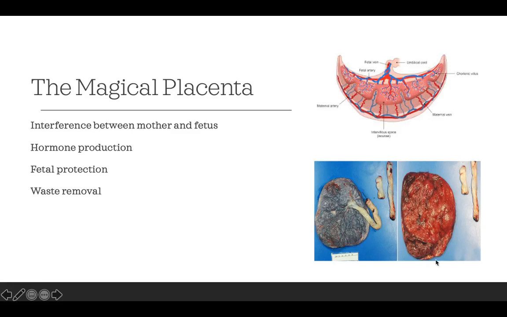And a maternal side. So this is the side that was attached to mom. And doesn't it look like it would be attached to the muscle there, right? Or to the uterine wall.